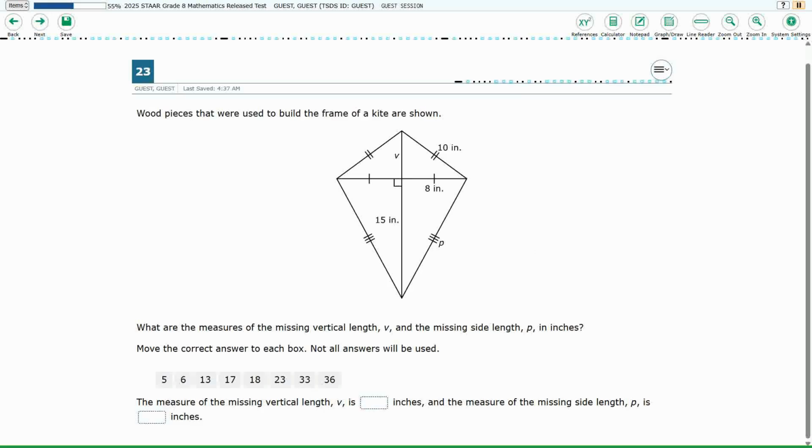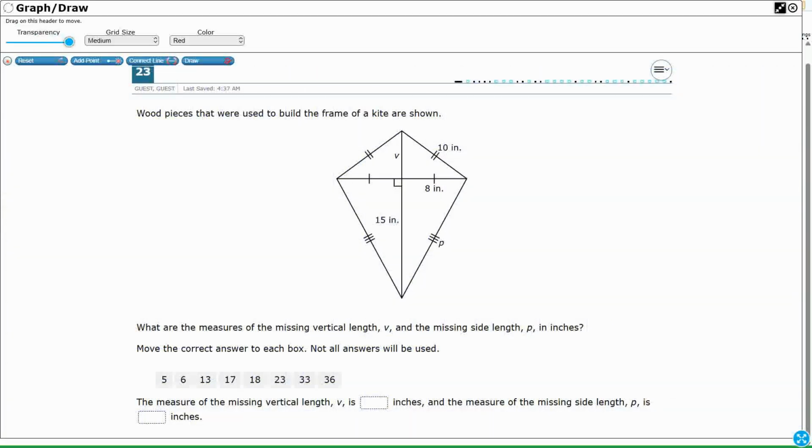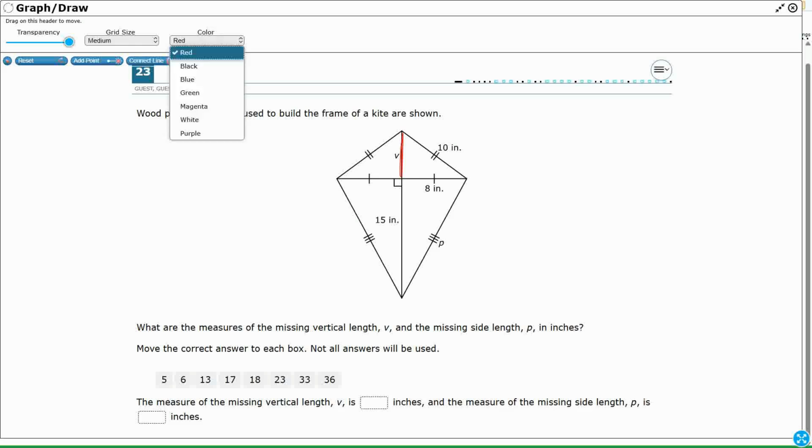All right, so we've got a kite here, which is a type of quadrilateral, in which you've got two sets of adjacent sides that are congruent. And we need to find the missing length of V. Okay, so V is this one right here. And then a missing side length of P.